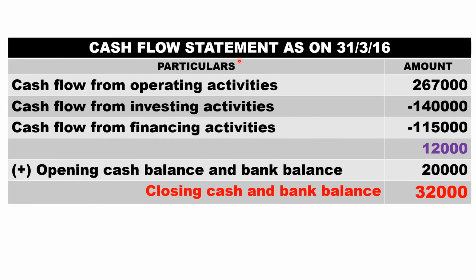Final answer, cash flow statement. Operating activity cash flow plus 2,67,000. Cash flow from investing activity minus 1,40,000. Then cash flow from finance activity minus 1,15,000. So the resulting answer you get is 12,000. Add opening cash balance and bank balance, so you get 20,000. So the final answer, closing cash balance, we got 32,000.